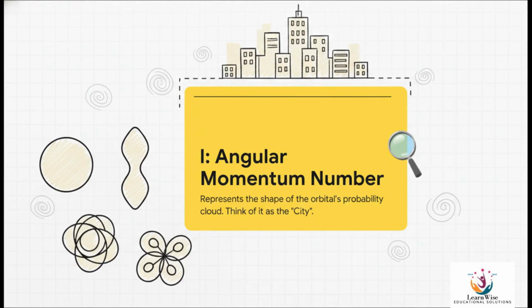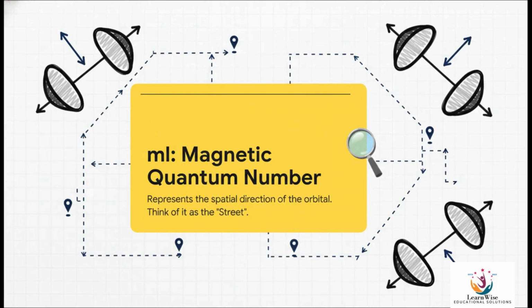Next up, we have L, the angular momentum number. So if n is the state, L is the city. This number is what defines the fundamental shape of that probability cloud. And these shapes can be simple spheres, or dumbbells, or even more complex things. The third part of the address is ML, the magnetic quantum number. This is the street. Once we know the shape of the orbital, let's say it's a dumbbell, this number tells us how it's pointing. Is it along the x-axis, the y-axis, or the z-axis? That's what ML tells us.